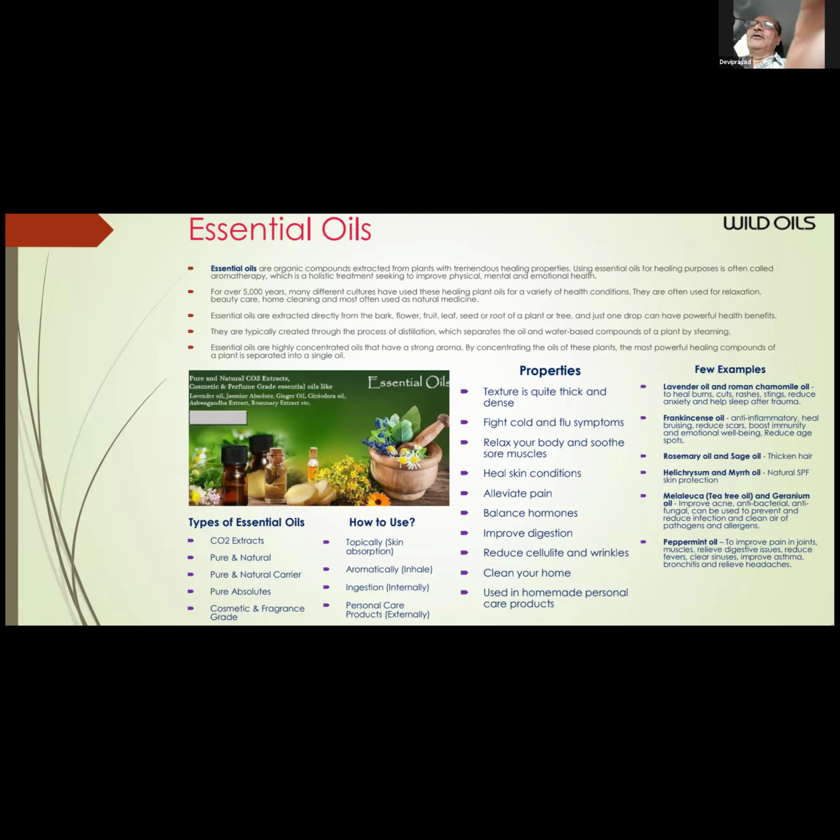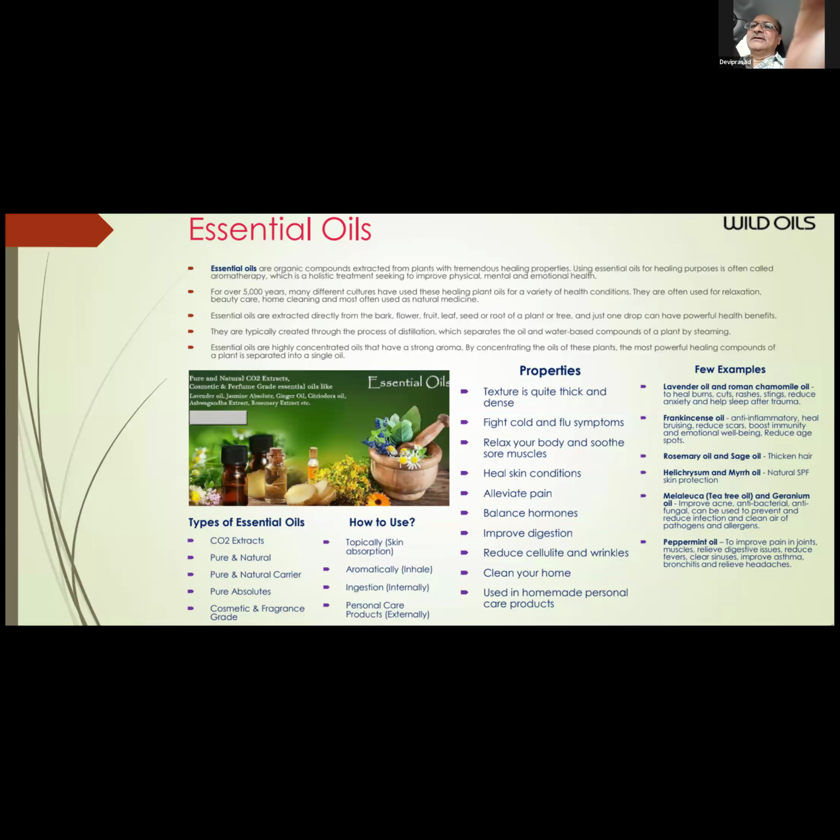The texture of some oils is very thick and dense. They fight cold and flu symptoms, relax your body and soothe sore muscles. So as I said, it is normally used in massage. Various types of oil give us comfort and relaxation when we use them in massage on our body. Okay. So it helps as well in digestion and all like that.